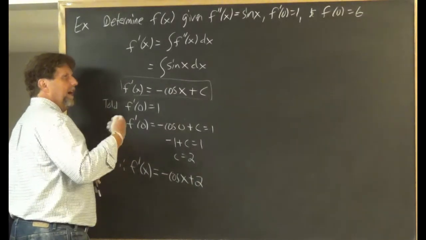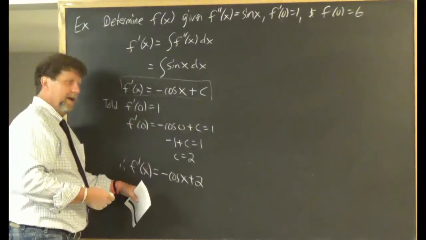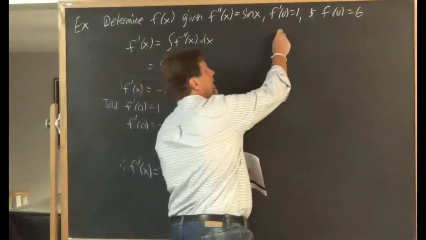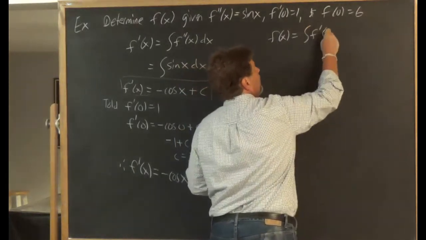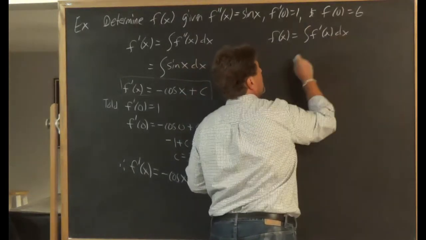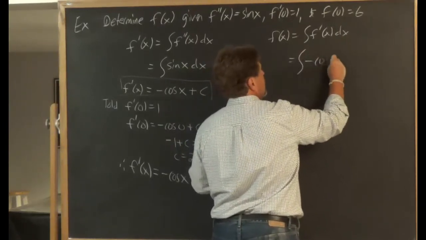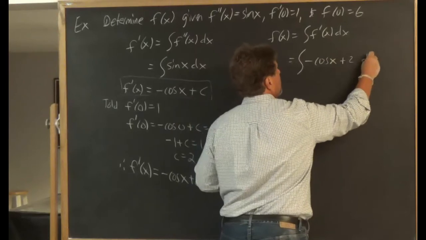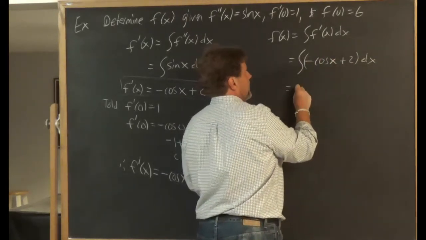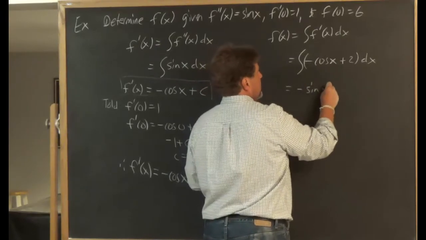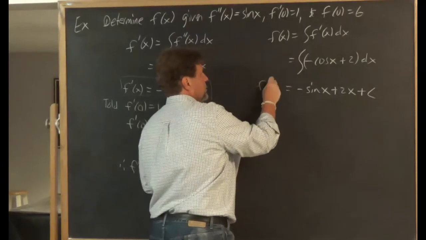So to get f of x, we have to integrate f prime of x. To get f of x, we need to integrate f prime of x, which means we need to integrate negative cosine x plus 2. And here we get as an antiderivative negative sine x plus 2x plus c. So this is where we're at.